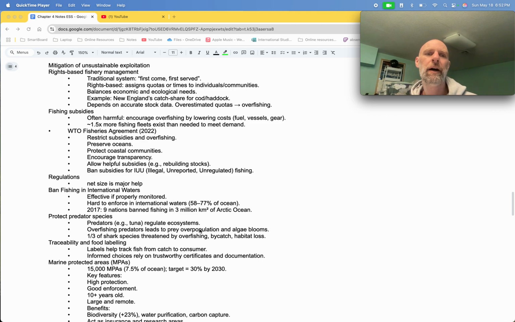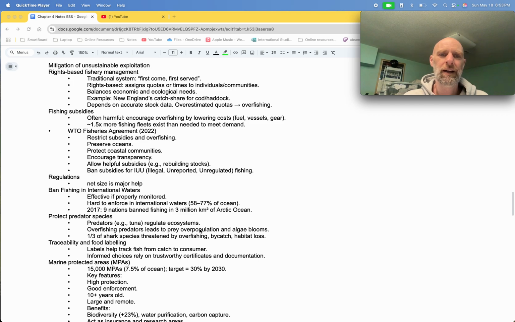So, rights-based means assigned quotas or times to individual communities. So you just have certain spots, like sharing, basically. It usually involves people getting along though, and countries don't always get along. It balances economic and ecological needs. Example: New England's catch share for cod and haddock.